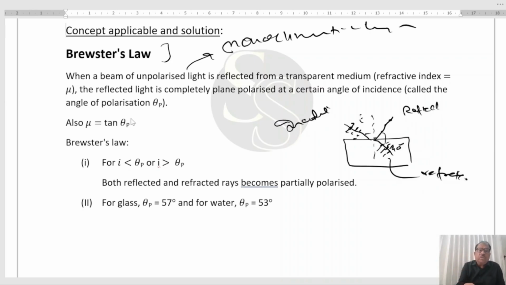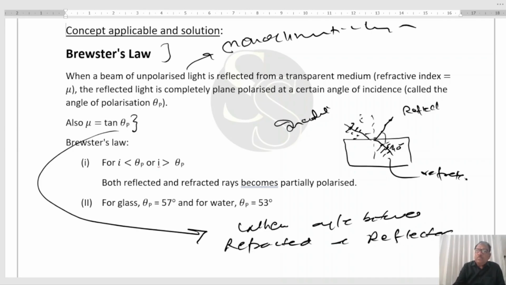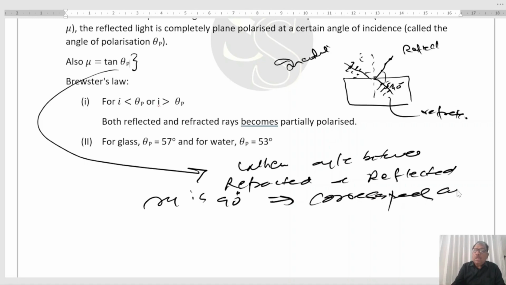Now in this case, what is theta p, the angle of polarization? This is when the angle between the reflected and refracted ray is 90 degree. The corresponding angle of incidence is known as IP, the polarizing angle, or Brewster's angle, right?